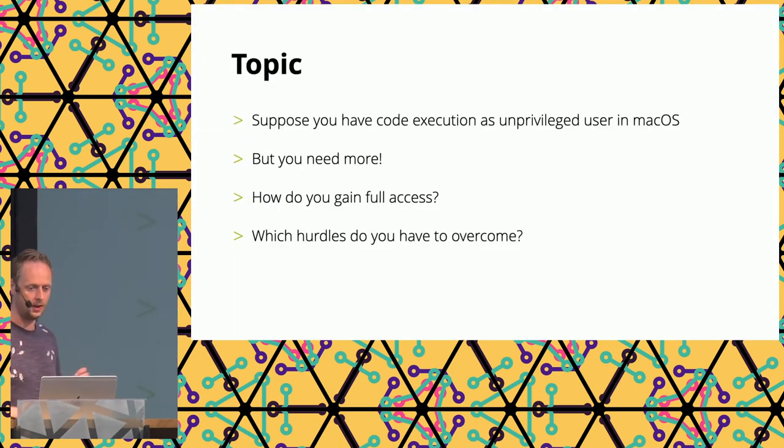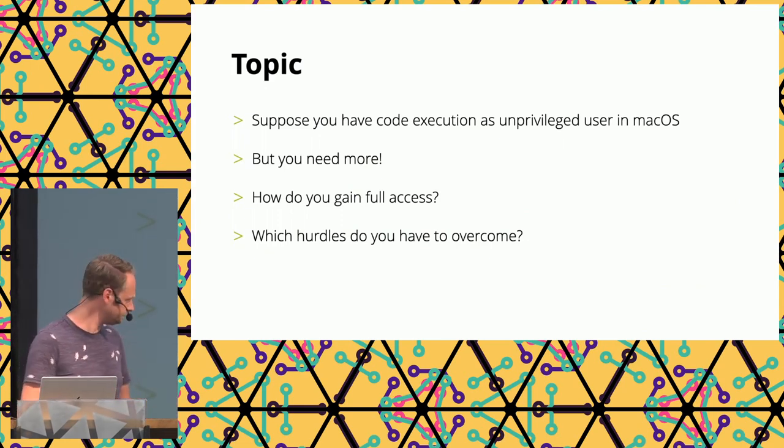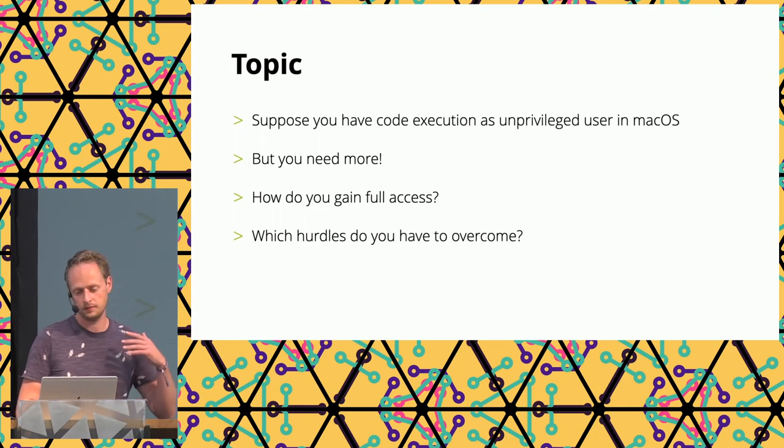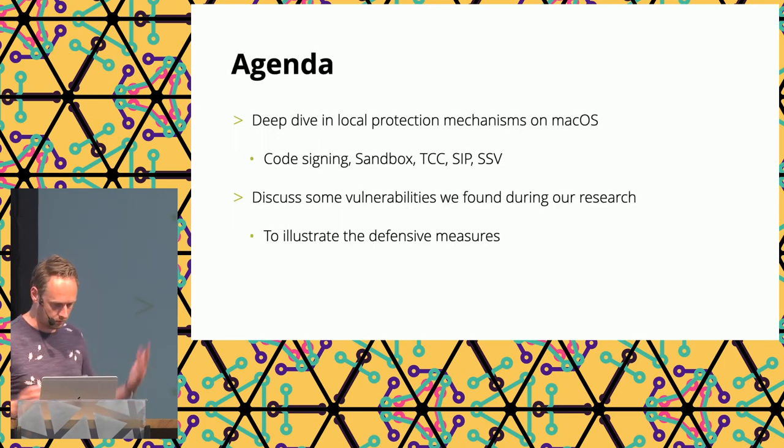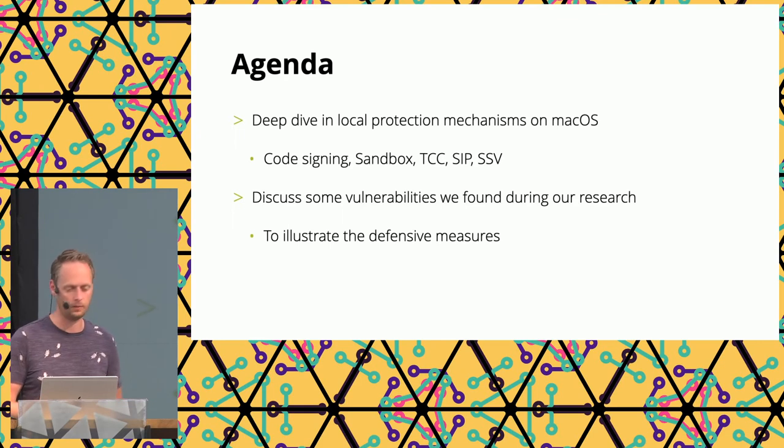So today we'd like to talk to you about the local security measures that are in macOS. Suppose you have code execution as an unprivileged user in macOS. How can you abuse that to escalate privileges to either a higher user, or to bypass a sandbox, or to bypass the new TCC mechanism in macOS? The presentation is divided in two parts. First, I will explain all the local security mechanisms that are currently implemented in macOS. And then Thijs will jump into the cool stuff by actually showing how you can bypass it.